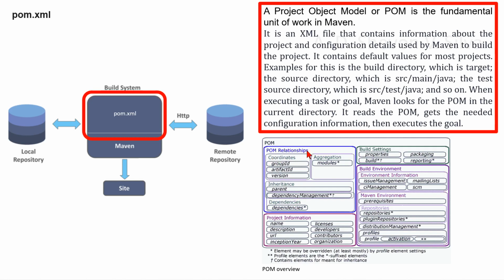POM relationships. The most powerful aspect of Maven is its handling of project relationships. This includes dependencies and transitive dependencies, inheritance, and aggregation, or multi-module projects.